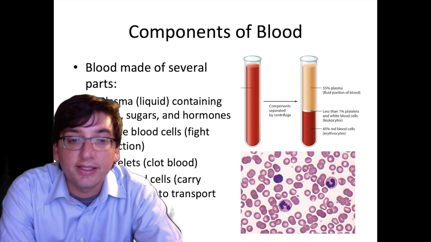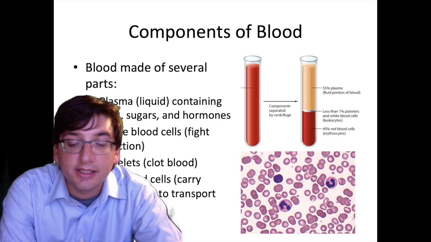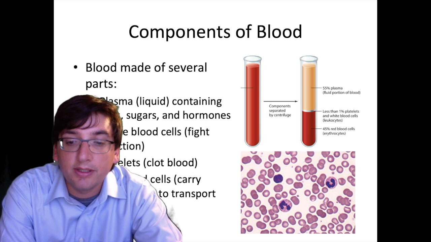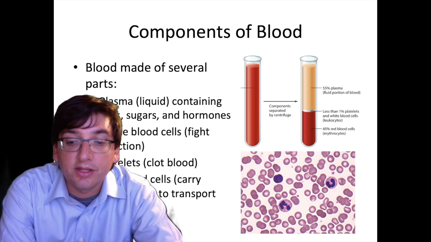The other two kinds of cells you see are white blood cells, which fight infection, and platelets, which help clot blood. They're visible in this smear of blood. Most of the little round red things are red blood cells. The few little tiny specks are platelets. And the big cells with the funky nuclei are white blood cells.